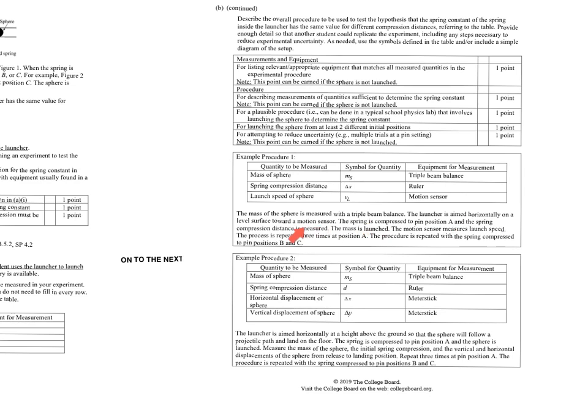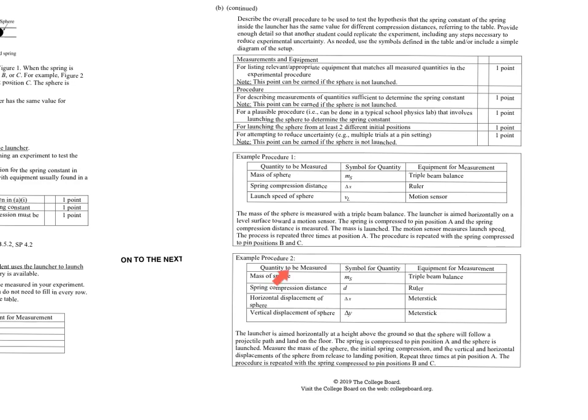And firing it horizontally, the mass is launched, motion detectors record the launch speed, and it's repeated 3 times at position A. That way you can average that out, and then you would repeat that same process at positions B and C. So if you're just going to repeat one thing at another location, you don't have to write it all out again, just say repeat that same process at those other locations.